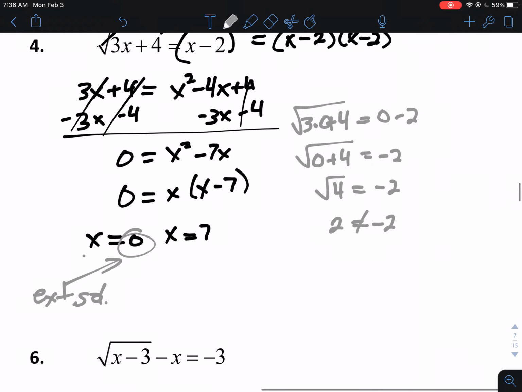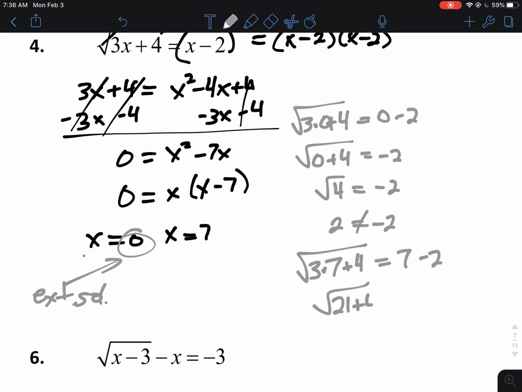Let's check 7, see if we at least have one solution. So the square root of 3 multiplied by 7 plus 4 equals 7 minus 2. So that's the square root of 21 plus 4. 7 minus 2 is 5. Square root of 25 equals 5. And for this one, it does end up working. 5 does equal 5. So x equals 7 is good. 0 does not.